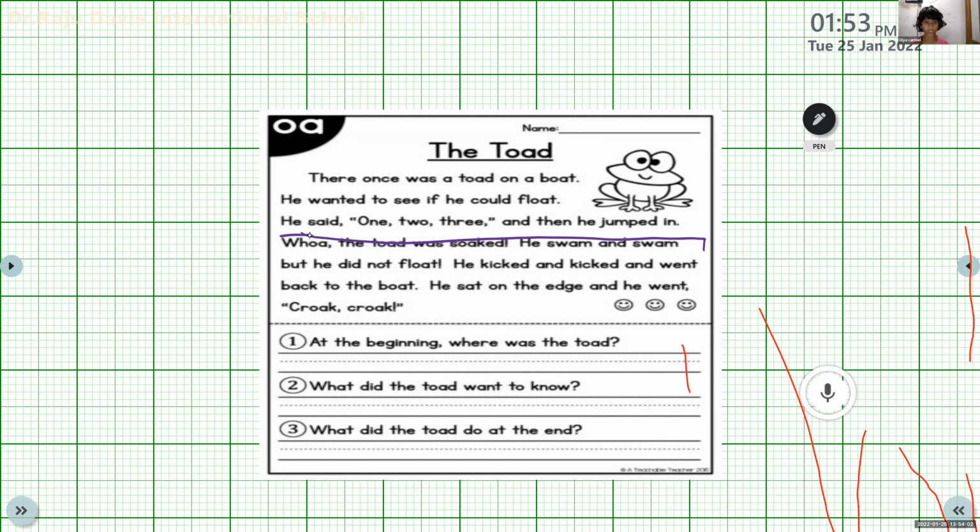Toad on a boat. He wanted to see if he could float. He said, one, two, three. And he jumped in.